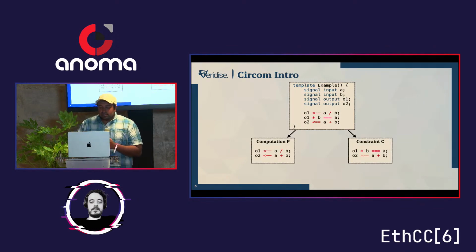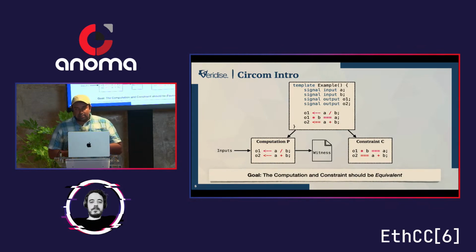The computation is going to do two things. One is a field division, which sets the first output as a field division. And then the second one is going to be the sum of the inputs. And then the constraints basically enforce the same thing. As I mentioned before, at runtime, you would get some inputs, execute the computational part, and produce a witness.